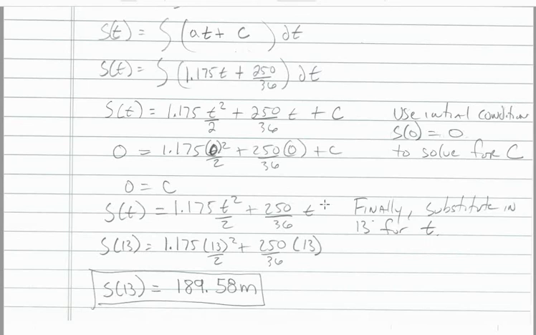Then we substitute that in. So c is 0 here, and our position equation is S of t equals 1.175 t squared over 2 plus 250 over 36 t. We're going to substitute in our other time, 13. The first one knocked out the c for us. The second one is going to tell us how far we traveled in 13 seconds. So we substitute 13 in for t, and we end up traveling 189.58 meters.